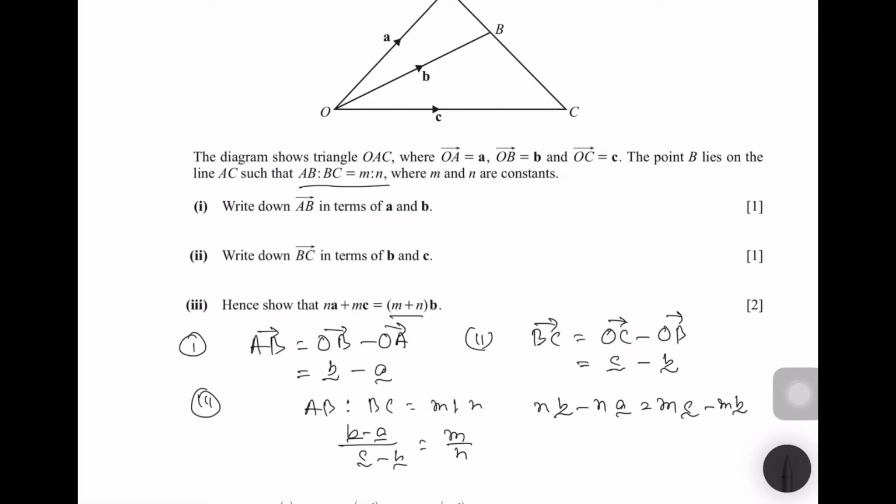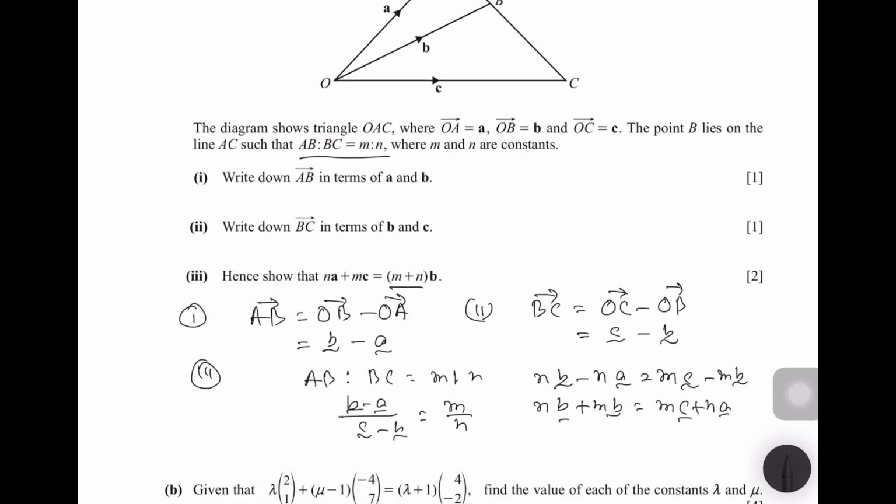So that means NB plus MB equals MC plus NA. That means if B is common here, it is becoming M plus N times B. So NA plus MC equals M plus N B. So that's nice to solve.